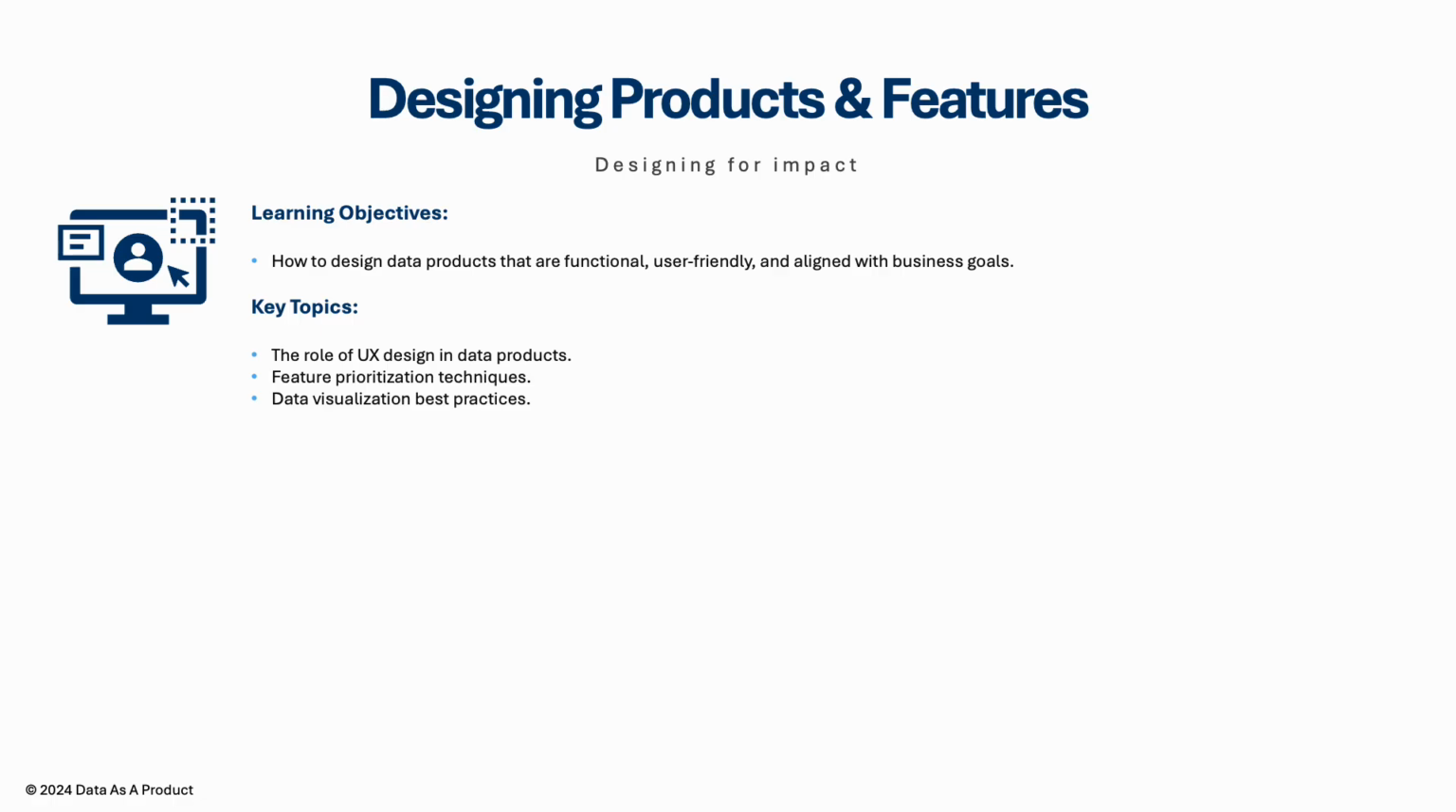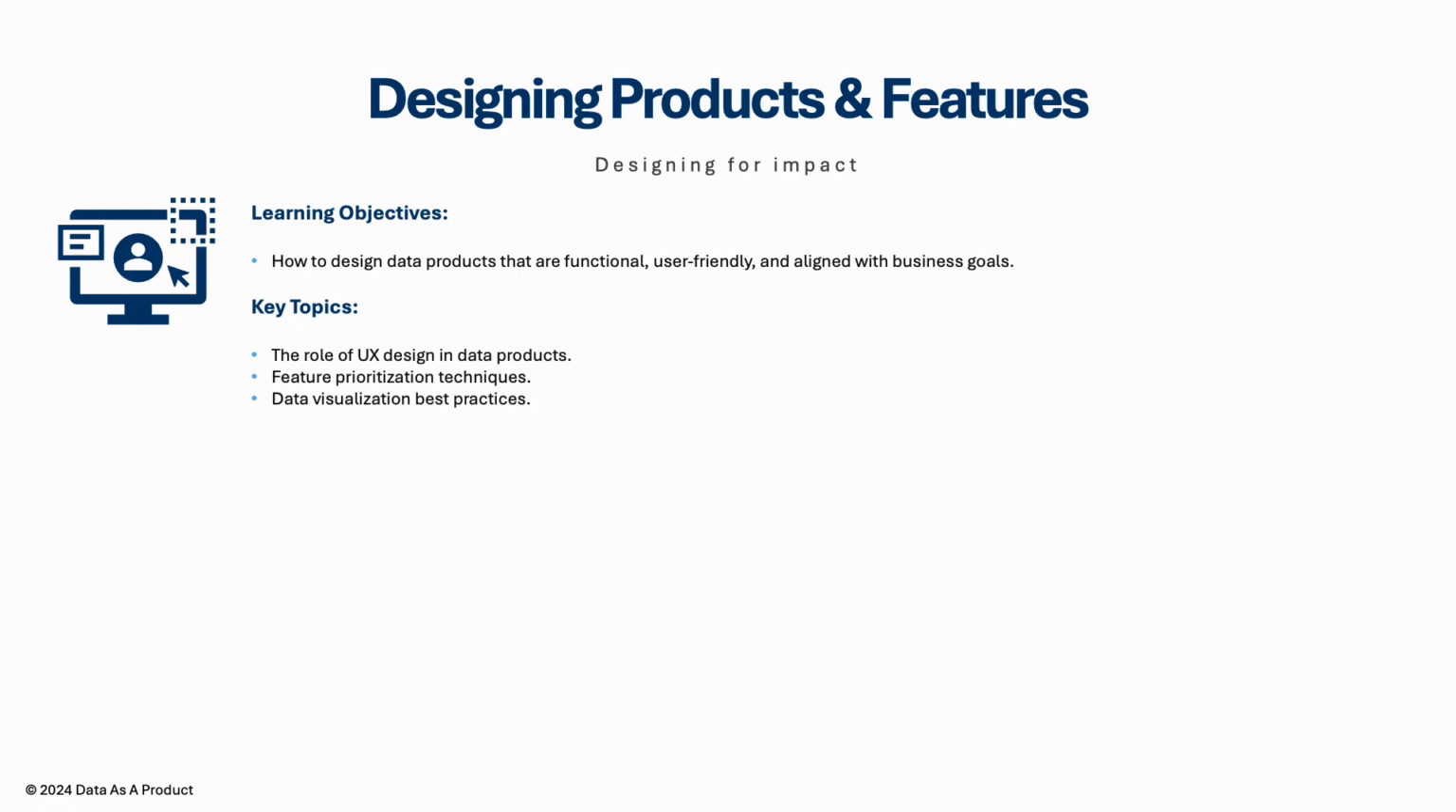With a solid understanding of your users from the research phase, the next step is designing data products and features that truly meet their needs. In this section, we'll explore the principles and best practices for designing data products that are not only functional, but also impactful. Designing a data product involves more than just determining what features to include. It's about ensuring that these features are aligned with the user's needs and business objectives, all the while being intuitive and easy to use. This is where the role of UX, or user experience design, becomes crucial.